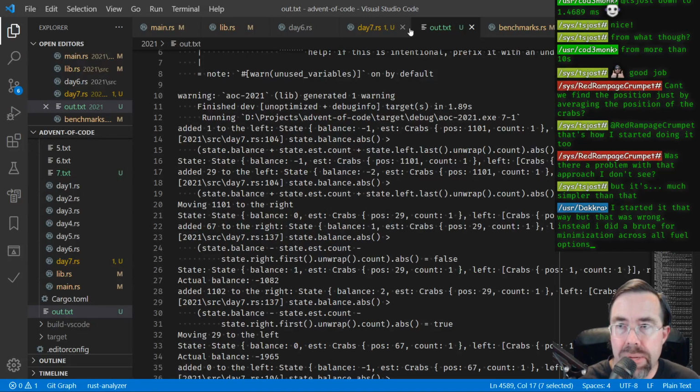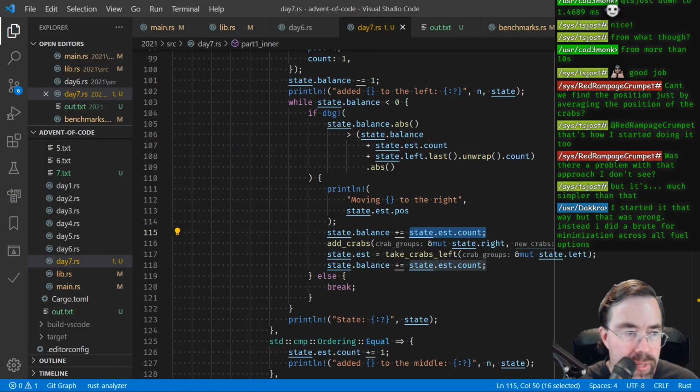I really should print the balances as we go, and I should do the small example. That's how I should fix this. So let's do that.